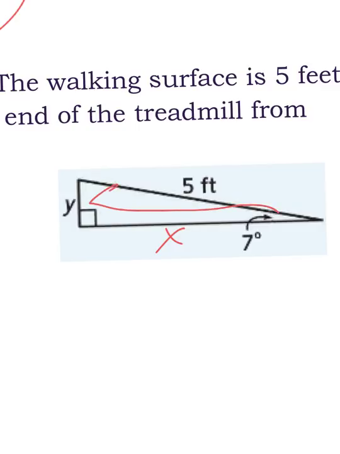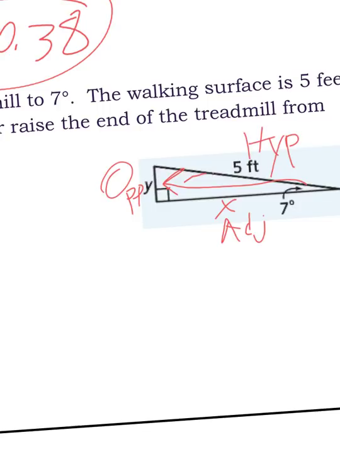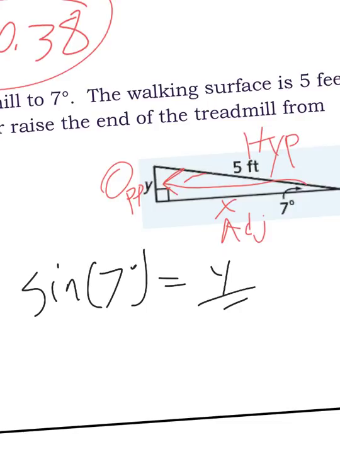So 7 degrees, what's opposite of that is the y. Opposite of the right angle is the 5. So that's hypotenuse. So that makes this the adjacent side. So to figure out the y, I'm going to use opposite and hypotenuse. So that's sine. So I'm going to go sine of 7 degrees equals y over 5.